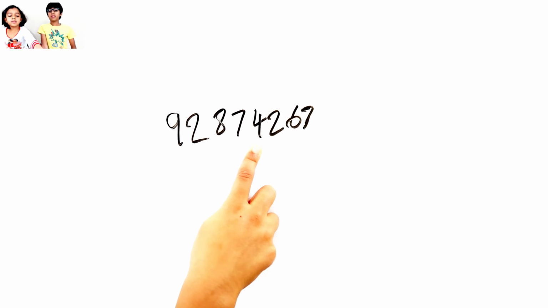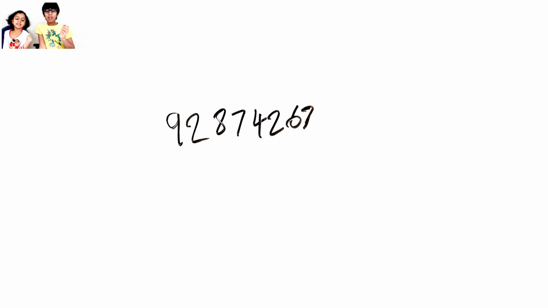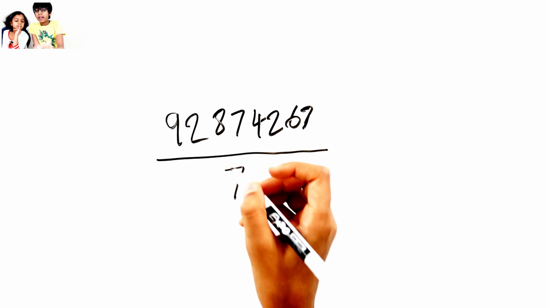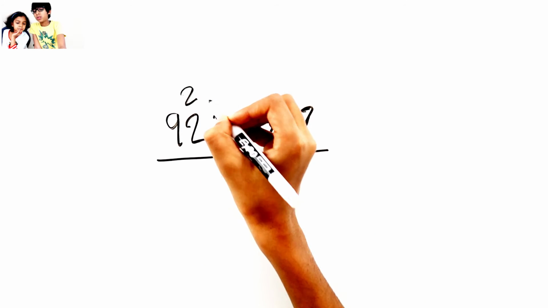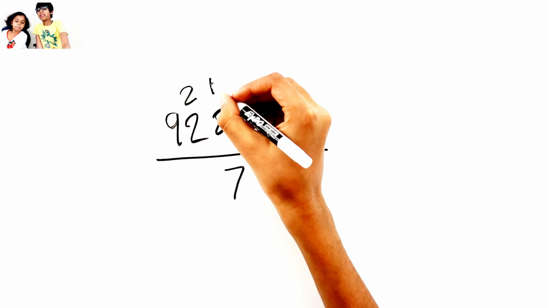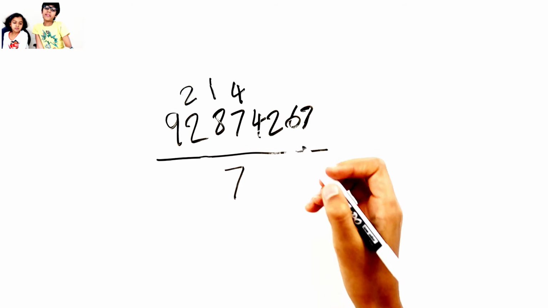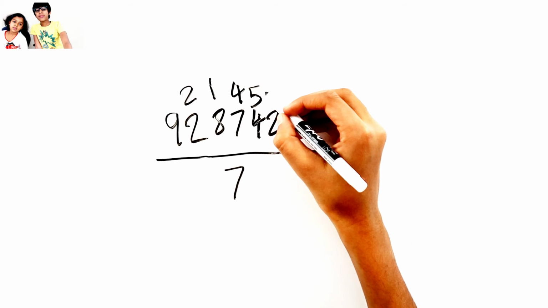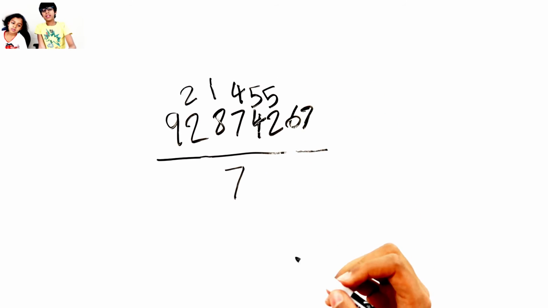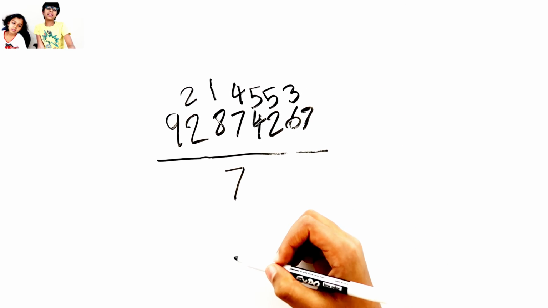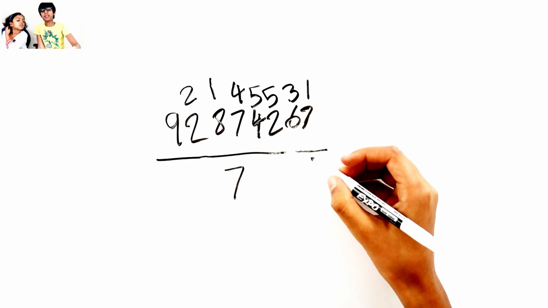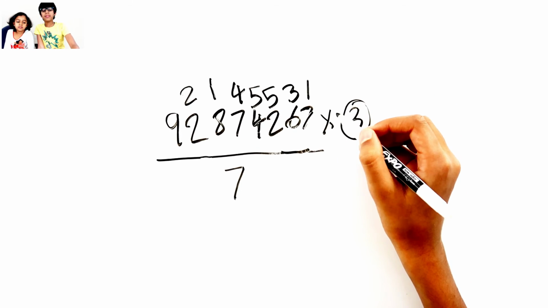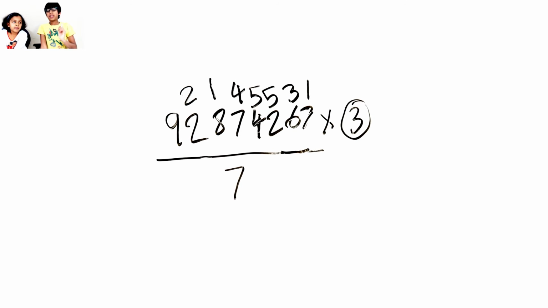Will you be able to divide this number by 7? I'll find out. Okay, so 9 divided by 7, I only need the remainder. So 2, 22 divided by 7, remainder 1. 18 divided by 7, remainder 4. 47 divided by 7, remainder 5. 54 divided by 7 is remainder 5. 52 divided by 7, remainder 3. 36 divided by 7, remainder 1. 17 divided by 7 is remainder 3. That means this number cannot be divided by 7.